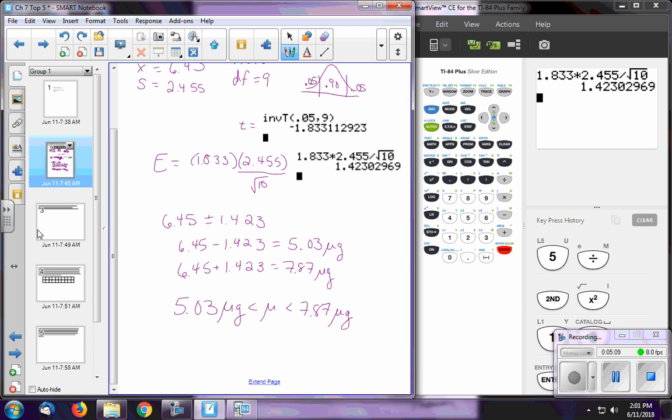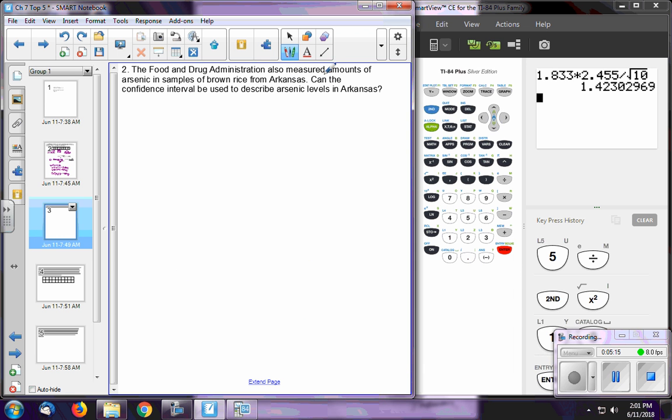Our next question here is going to ask us to essentially interpret our results for this problem. Can the confidence interval be used to describe the arsenic levels in Arkansas? So if you think about this for a moment, the data came from brown rice found in California. It would not be appropriate for us to use California to compare to Arkansas because you are looking at two separate locations. If all of your data comes from California, you could inadvertently cause a bias by trying to use that data to describe what might be happening in Arkansas. So for those reasons, no, this would not be appropriate.